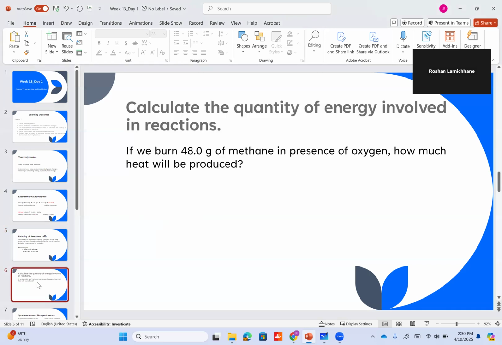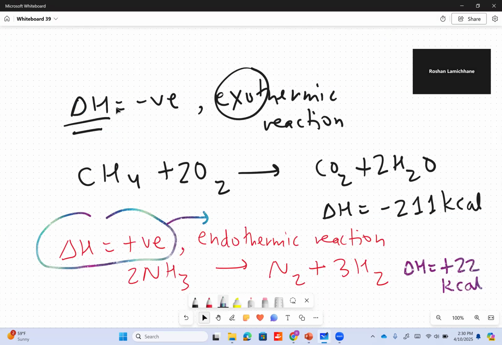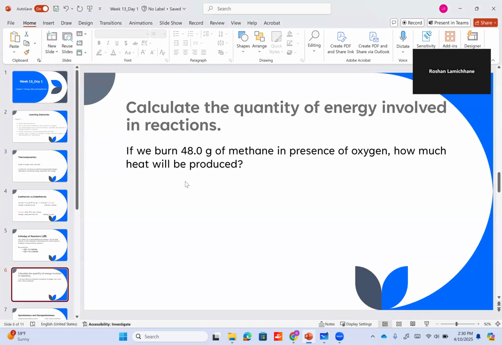All right. So now we're going to go through slide number 6. It tells us if we burn 48 gram of methane in the presence of oxygen, how much heat will be produced? So we're looking at the first reaction. Methane is CH4. So it's asking us if you burn a certain mass of CH4, how much heat will be produced? Think about this as some of these houses that use gas heating, using this chemical reaction to heat up your house or apartment.